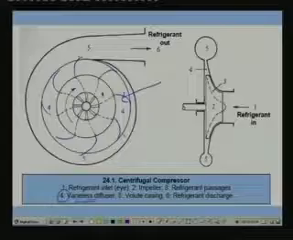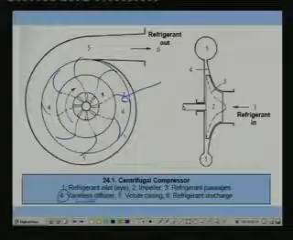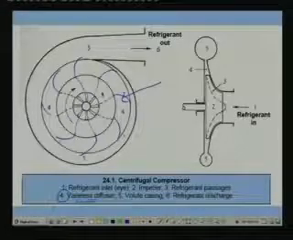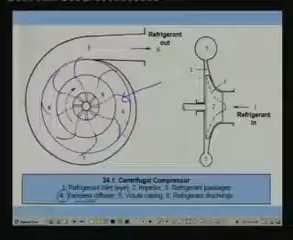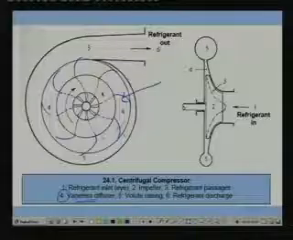Okay, and these vanes can be fixed or adjustable. That means in the fixed case you cannot change the position of the vanes, but in an adjustable case you can vary the position of the vanes in the diffuser.